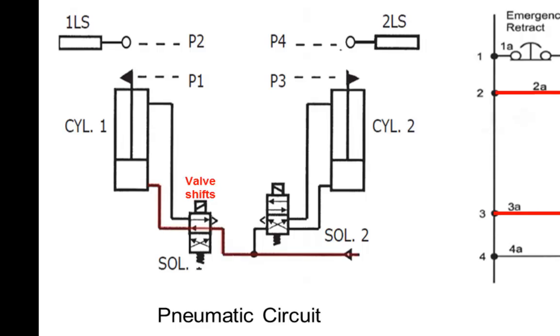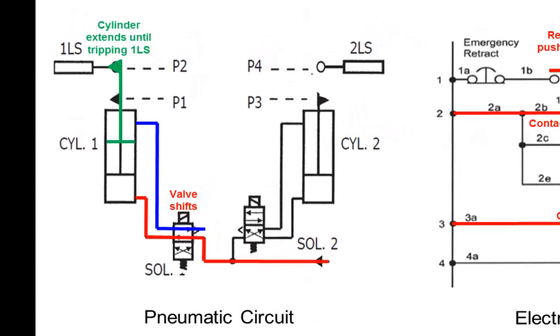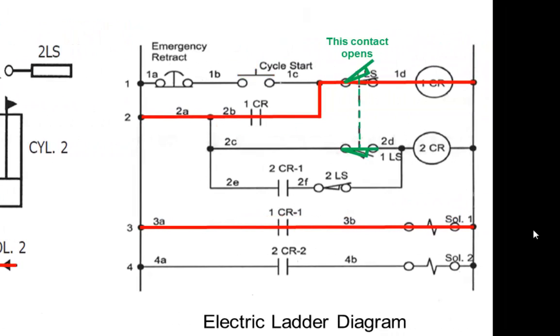When that valve is shifted, then pressurized air can come through this way, and the air on the rod end can vent to atmosphere. And that will cause the cylinder to extend until it trips limit switch number 1. Limit switch number 1 then gets pushed open, and because that's open, that coil de-energizes. And when that coil de-energizes, this solenoid number 1 is also de-energized.